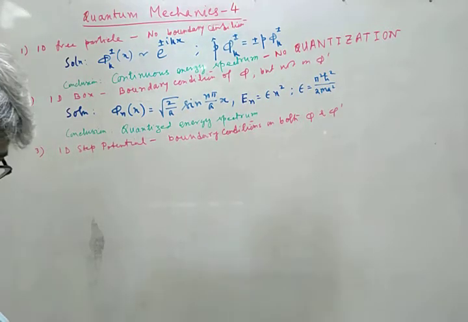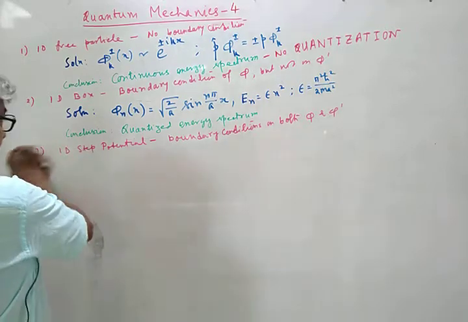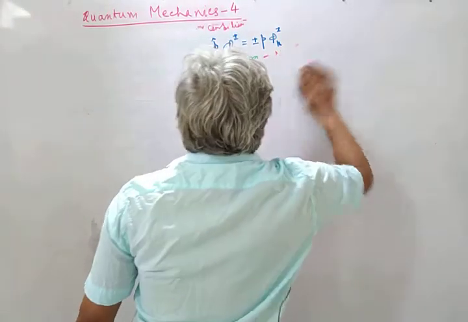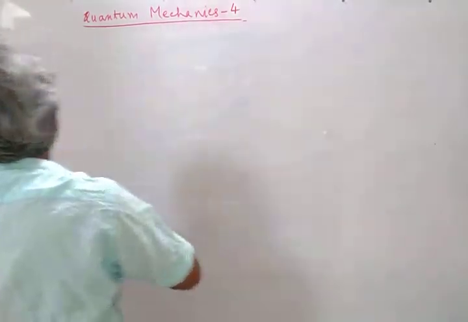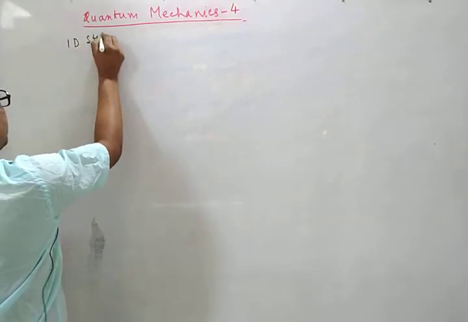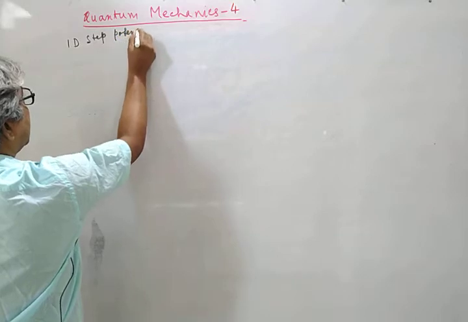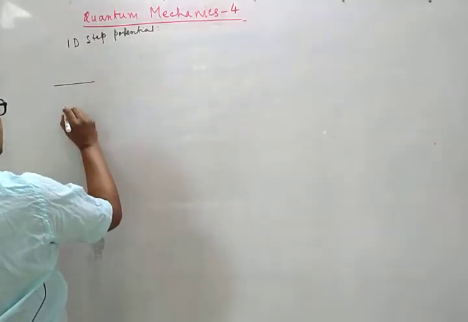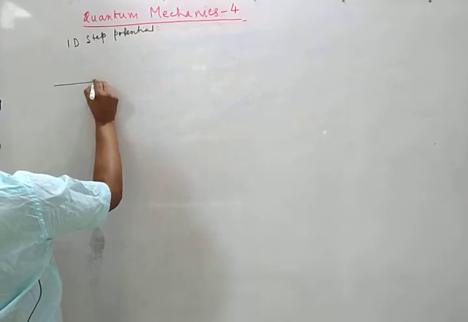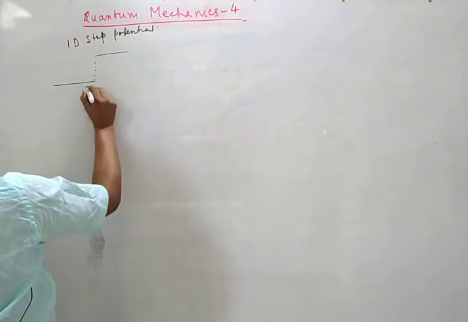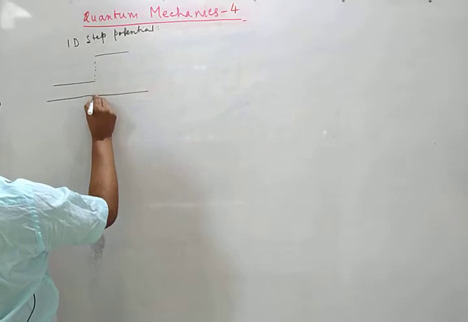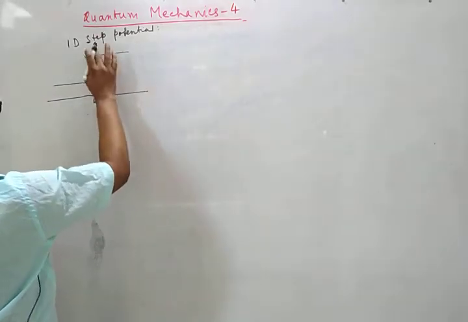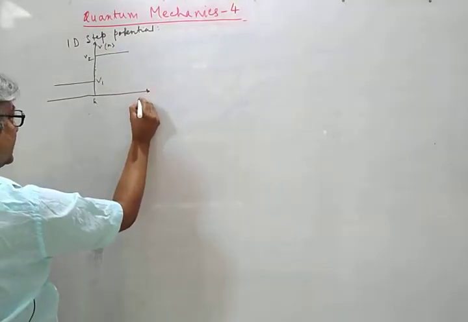So let me describe the system first. The 1D step potential. This is our topic today, and we shall find something very new in this example. The situation is there is a constant potential V1, and at a point there is a jump in potential, the potential goes to V2. So if we draw the potential axis, this is V1, this is the point A, and this is the V2 potential, this is the V axis, and this is the X axis.